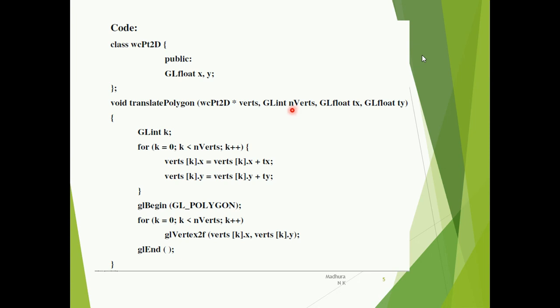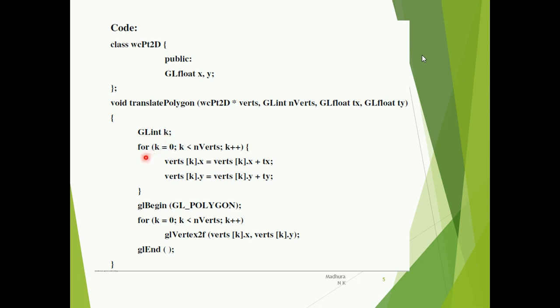So this gives you the number of vertices, and then you have tx and ty values, that is displacement values or displacement vector, you can say, or translation vector, that's given by tx and ty. So these are again floating values, but number of vertices will be integer. And next let us take GLint k. Okay, this is for iteration.